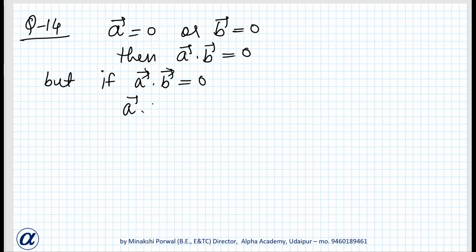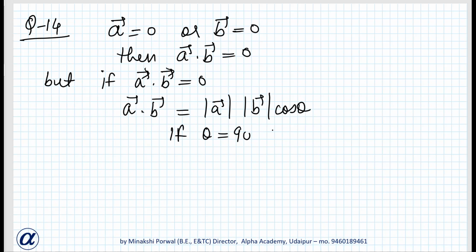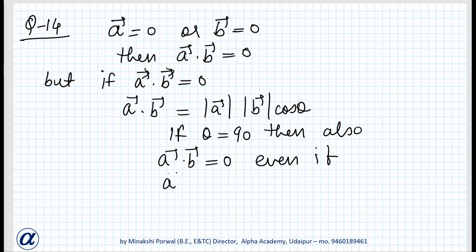Right, good. So A dot B is mod of A, mod of B into cos theta. If theta is 90 degrees, then also A dot B will be 0, even if A is not equal to 0 and B is not equal to 0. This you have to write.